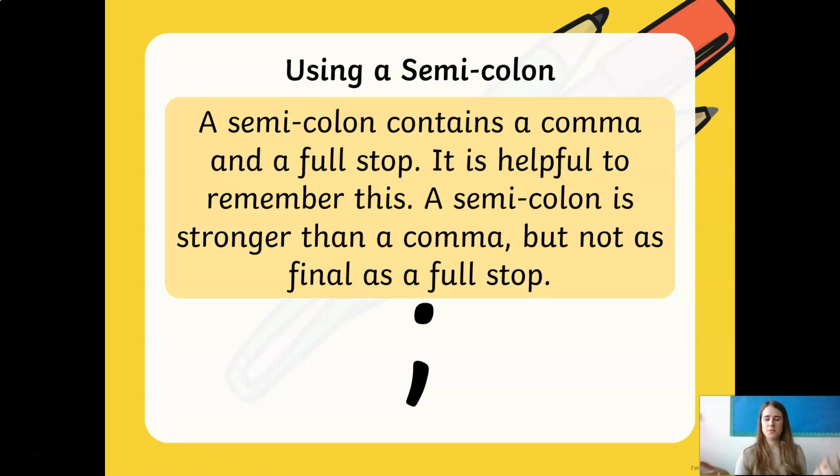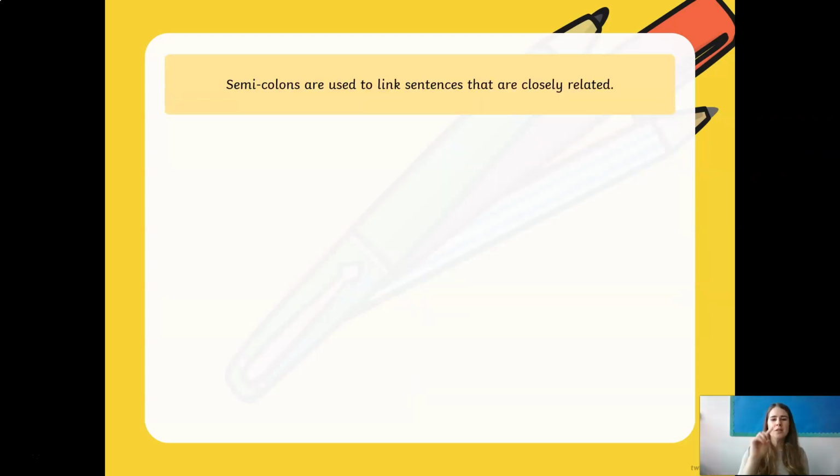So this is what a semicolon looks like. A semicolon contains a comma, okay? So a comma at the bottom and a full stop on the top. Now it's helpful to remember this because it's going to help you. A semicolon is stronger than a comma, but not as final as a full stop. It doesn't get used to symbolize the end of a sentence. They're used to link sentences together that are closely related.